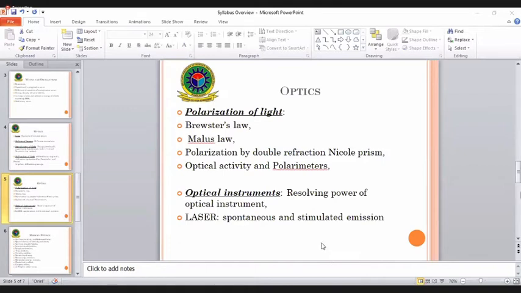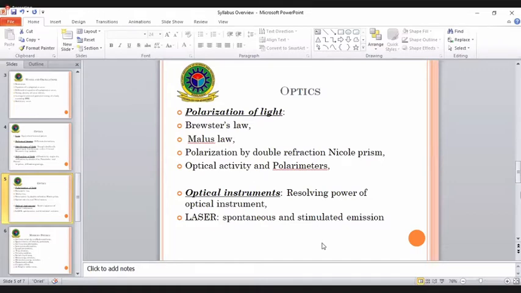Now polarization of light. Malus' law for polarization of light. Then polarization by double refraction, Nicol prism, then optical activity and polarimeter. And the next one is optical instrument. Only one topic is there in optical instrument.